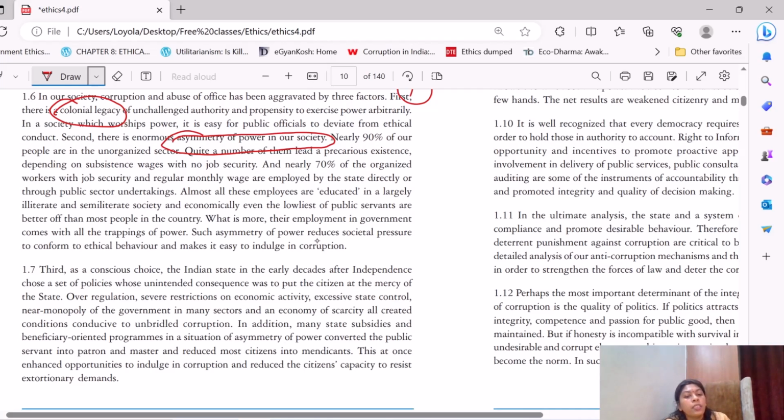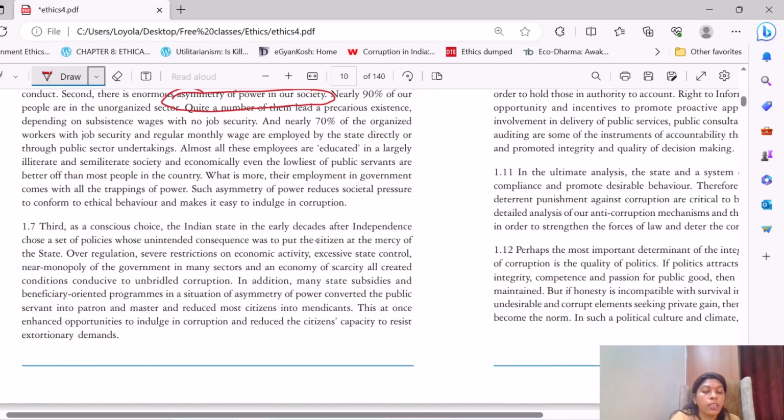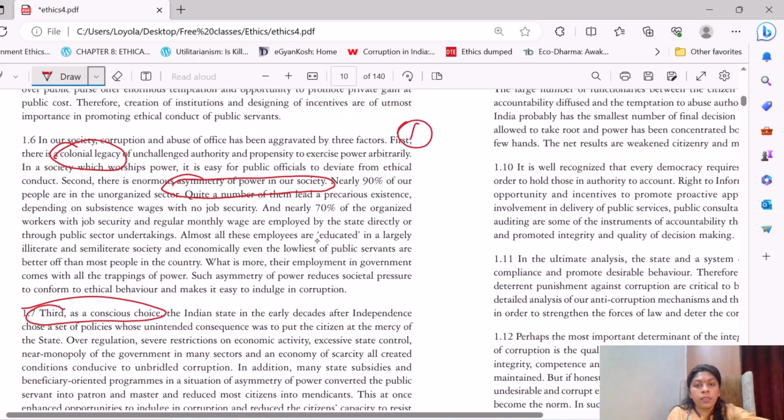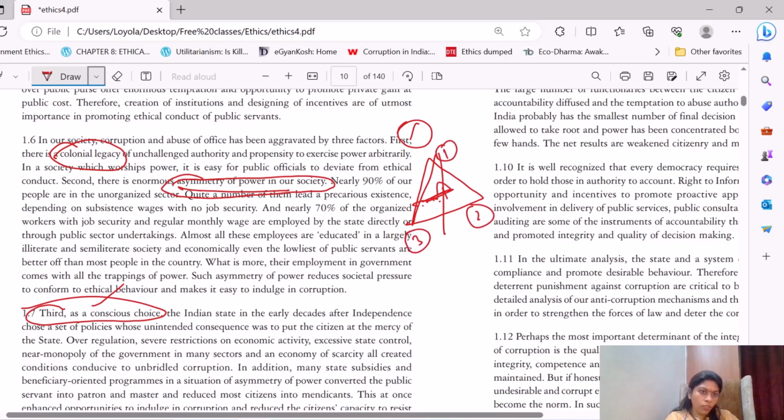Okay. So then, that's it. So here you have to write that only. The third is a conscious choice. So you have to write these 3 points. Note 3 points. The first one is colonial legacy. Second is asymmetry of power in the society. Third is a conscious choice. So you can make a diagram also, or like a triangle you can put. You can write in the middle: corruption has been aggravated due to number 1, number 2, number 3. Okay, you can take and write colonial legacy. Second, asymmetry of power. Third is conscious choice.